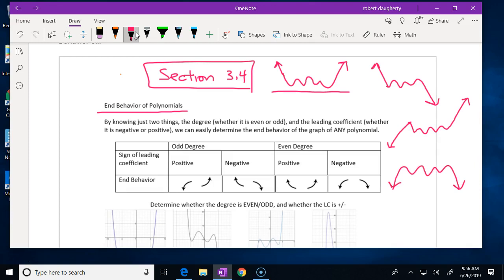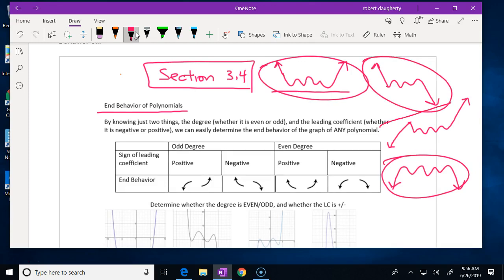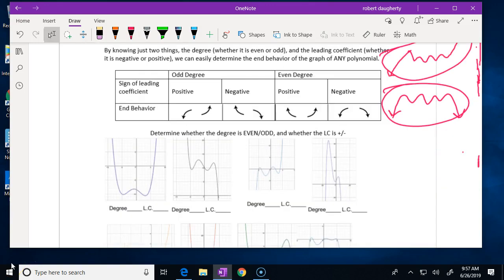So when you look at the end behavior of a polynomial, either both ends go up or both ends go down. Either it goes up to the right and down to the left, or down to the left and up to the right. Those are the only four things that can happen. And that is all controlled by the degree and the leading coefficient. So let's take a look, for example. So it's all controlled by the leading coefficient and the degree.